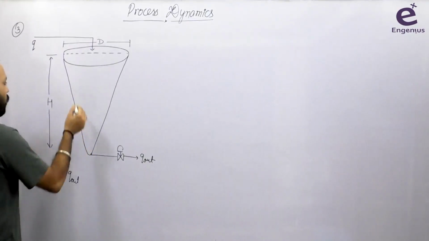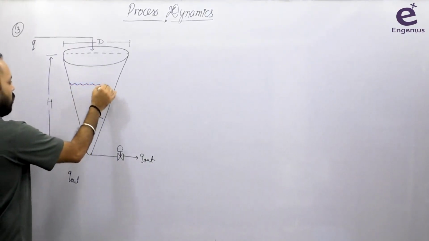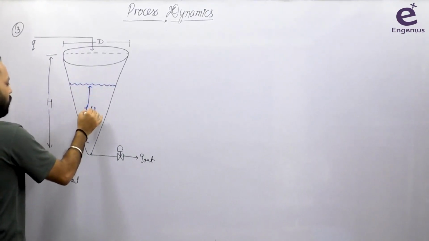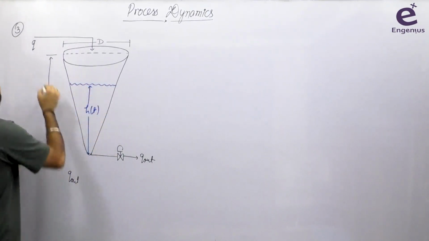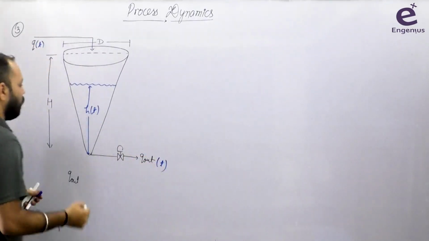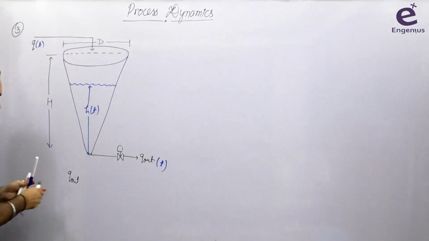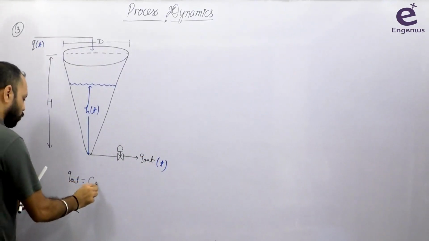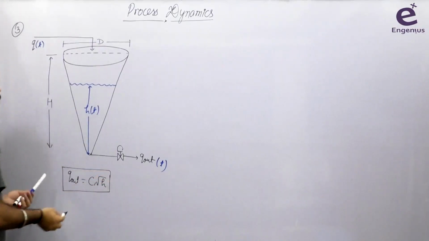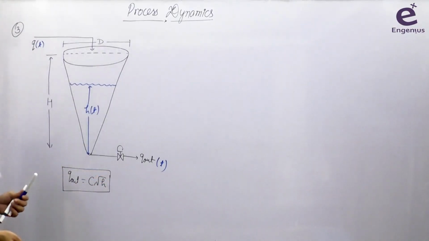Now, please note the liquid level inside the tank is changing. Capital H is not changing, but this height will obviously change if there is a change in Q or there is a change in this. Q out is related to this height as C root h. Non-linear relation. Rest assumptions: density constant, isothermal. What you have to find? You have to find the liquid level dynamics.